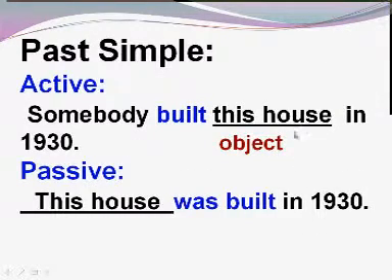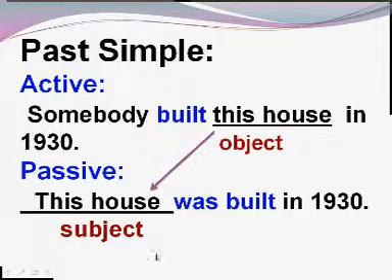So for the passive, of course, we will start with the object, which will be the subject of the new sentence. So the house, and then we use another form of verb to be. Now, because we are talking about the past simple, it's going to be either was or were. If the new subject is a singular word, we use was. If it is plural, we use were. So this house was built in 1930. Now, again, this is the new subject of the sentence.